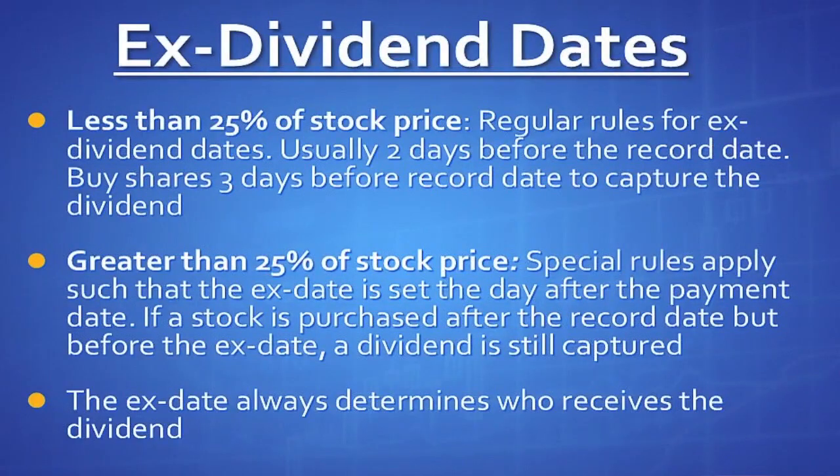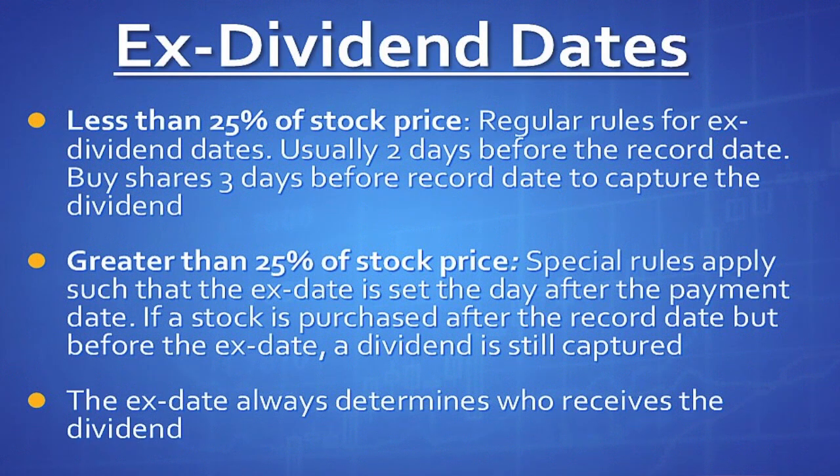Now, as far as these special one-time cash dividends, if the amount is 25% or less of the value of one share of stock, then the normal standard ex-dividend date rules apply. So then again, the ex-date would be 2 days prior to the record date. We must own the shares 3 days prior to the record date or prior to the ex-date.